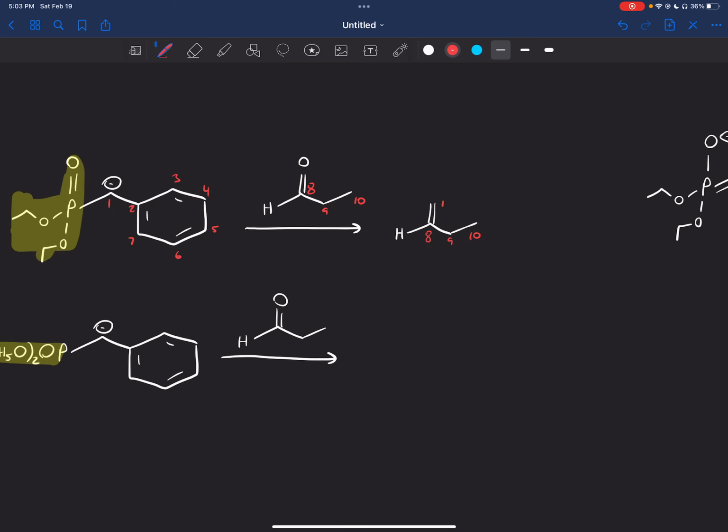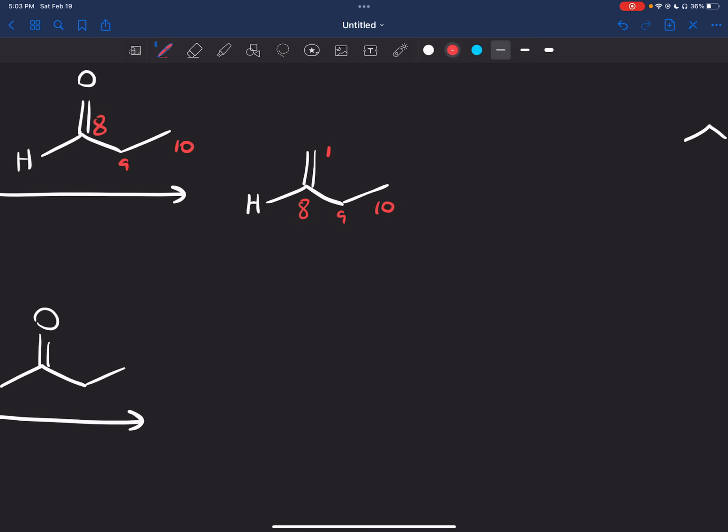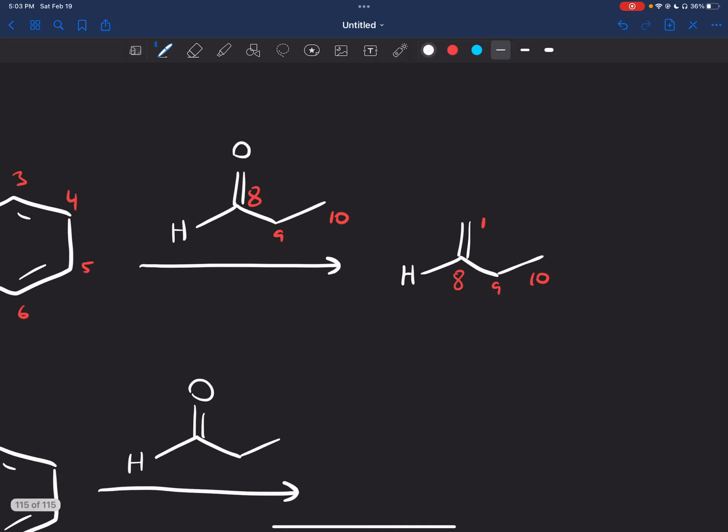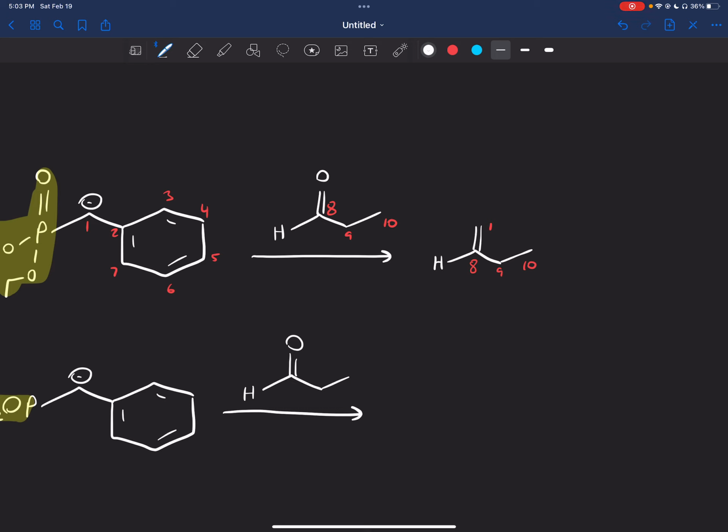And in this case, remember, we always have to consider E and Z. In the case of this HWE modification, we're going to end up with the E isomer. So our chain, our benzene ring, is going to attach so that the chain goes in the opposite direction, so that the big groups, the carbon chains, are opposite each other.